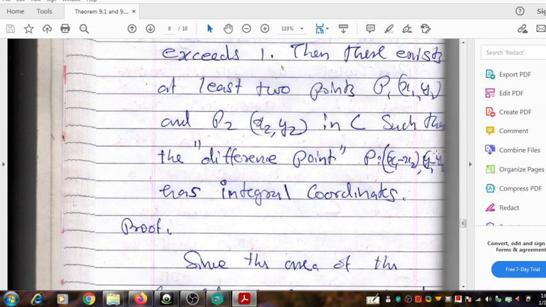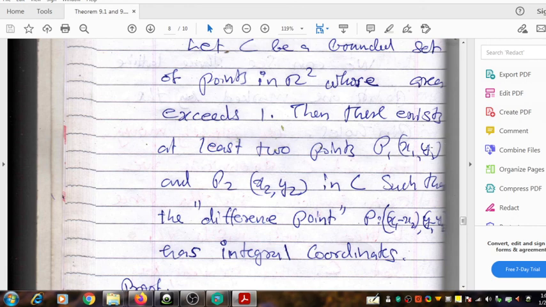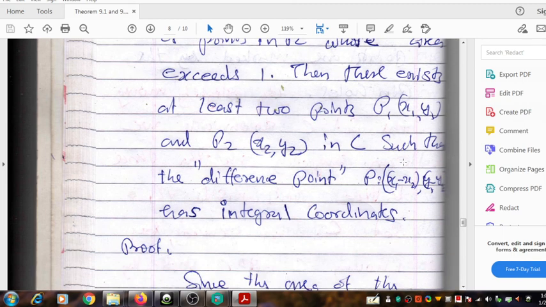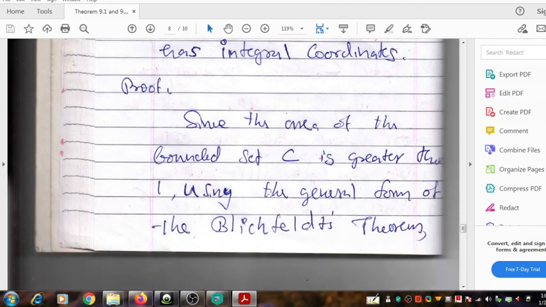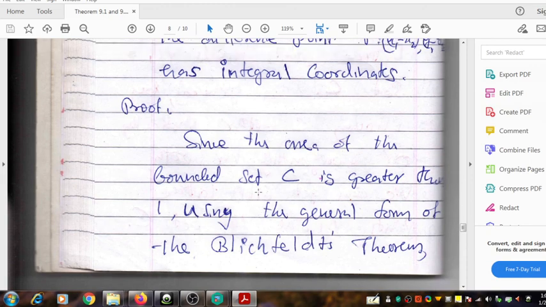See, the difference point has integer coordinates, but the points (x1, y1) and (x2, y2) may not have integer coordinates or integer values at all. Even though they may not have them, we are going to get integer values here, and that is the main interesting thing regarding this difference point. How do we get this? We can see it from the lines of the proof. Okay, let's start the proof.